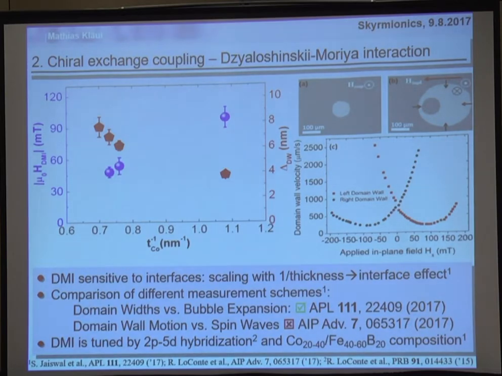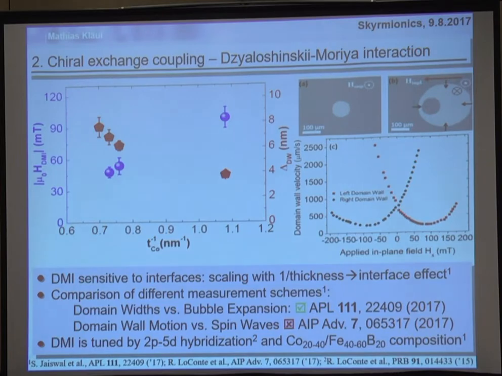Well, what is nice about DMI is it's a subtle effect. You can tune it by the 3d-5d electron hybridization at the interface. And there are also very surprising things, for instance, going from cobalt 20 iron 60 boron 20 to cobalt 40 iron 40 boron 20, and normally not changing anything else, changes the DMI by a factor 5. So this was shown in this paper. So it's a very subtle effect that is extremely sensitive to the interface composition.